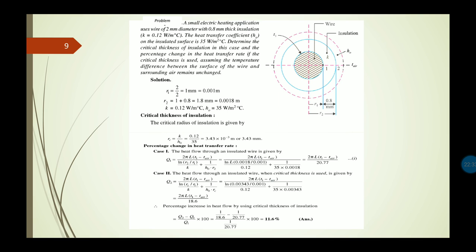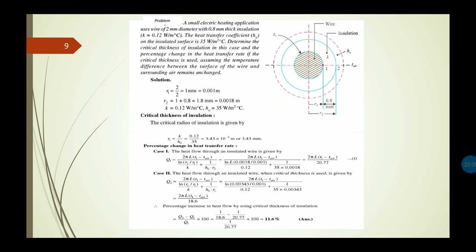Now the inner radius, that is R1, is given here. It is 1 millimeter, which can be converted as 0.001 meter. Now the value of R2, that is the outer radius or R0, is also given, that is 0.0018 meter. Thermal conductivity is given as 0.12 watt per meter degree centigrade, and convective heat transfer coefficient is given as 35 watt per meter square degree centigrade.